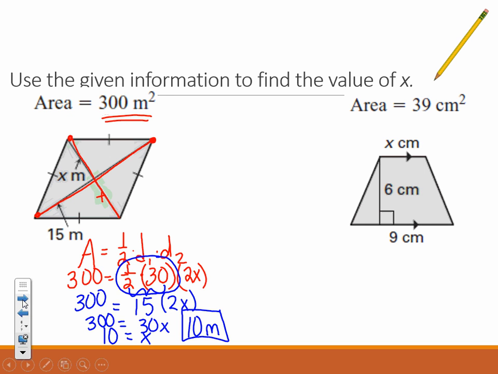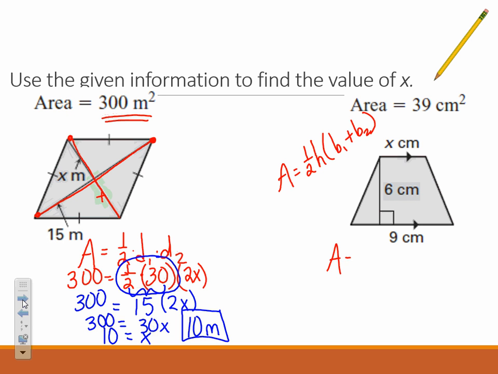So let's take a look at another example where we're solving for a missing dimension. This is the area of a trapezoid here, okay? Area of a trapezoid equals 39 centimeters squared. We see an x on that picture. We need to solve for it. So let's set up our area formula for a trapezoid. Remember that one is 1/2 height times base 1 plus base 2.